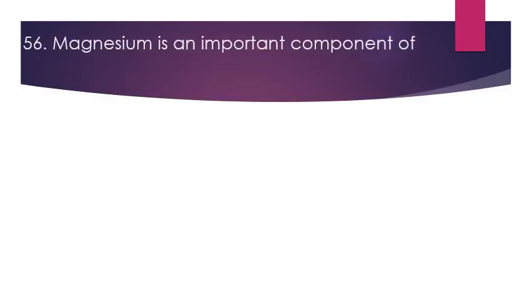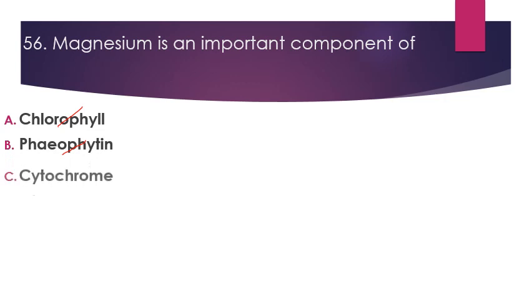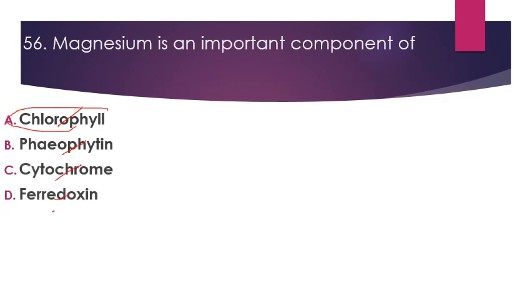So the question is, magnesium is an important component of, our options are chlorophyll, pheophytin, cytochrome or ferredoxin. So its right answer is chlorophyll. Chlorophyll has a tadpole shaped structure, which is a larva of frog.